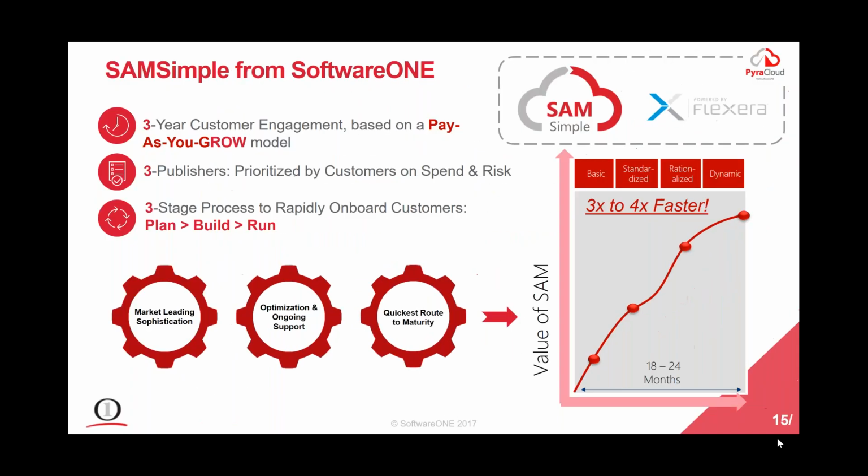So a little bit more detail now on how SAMSimple is comprised. It's a very straightforward 3 + 3 + 3 model. I'll define what those are. The first 3 is the term of the engagement.